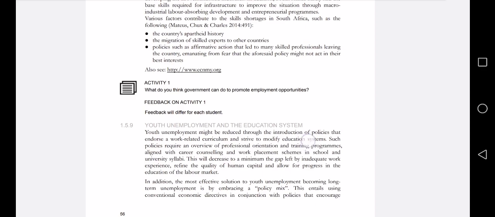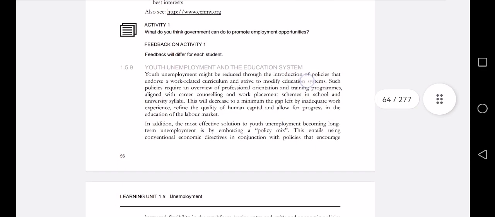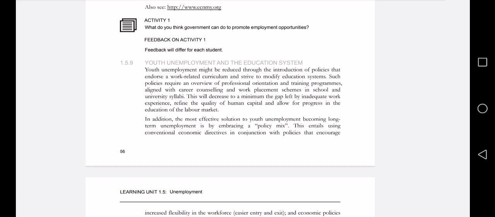Activity 1. What do you think government can do to promote employment opportunities? Feedback will differ for each student.